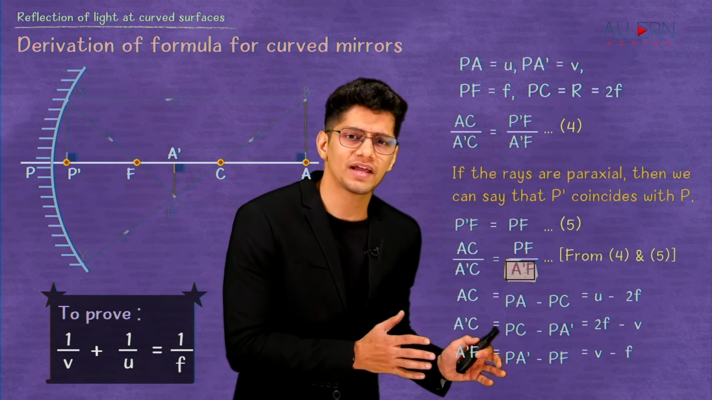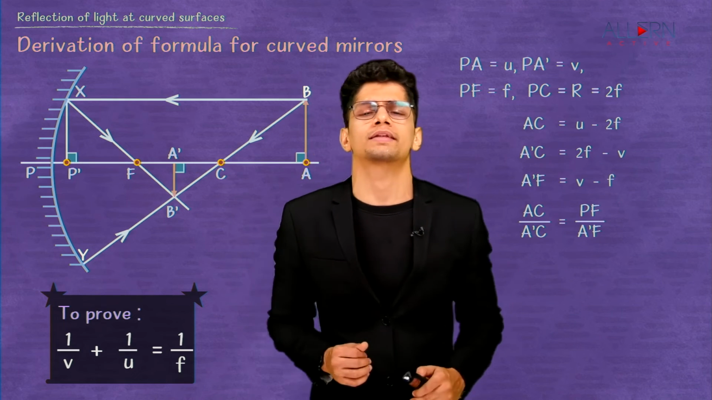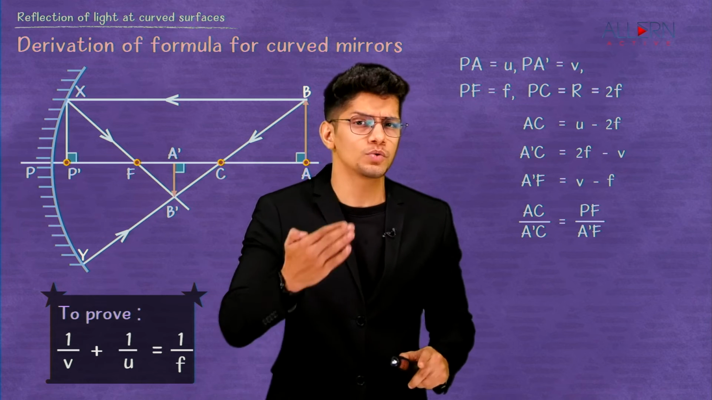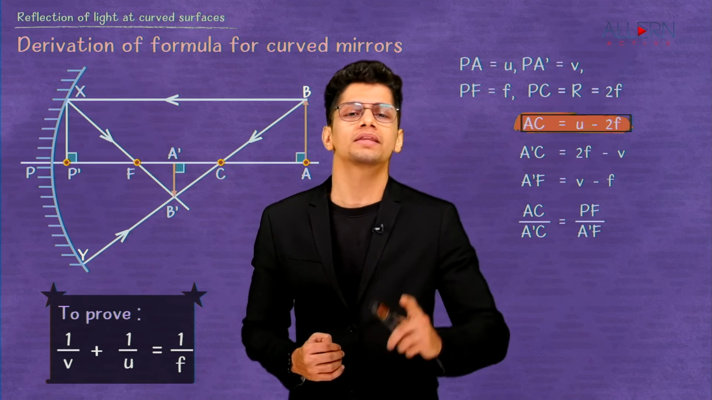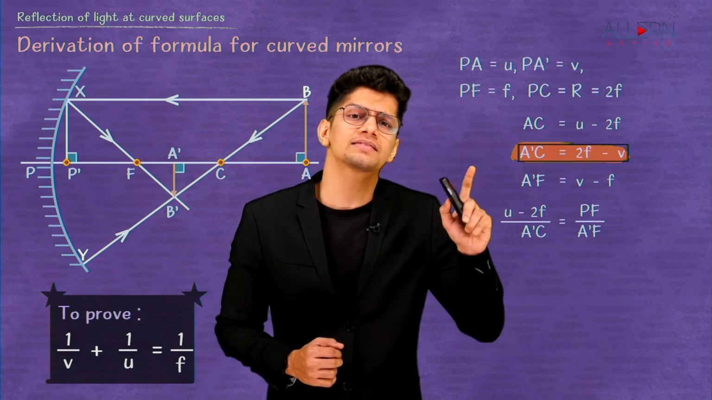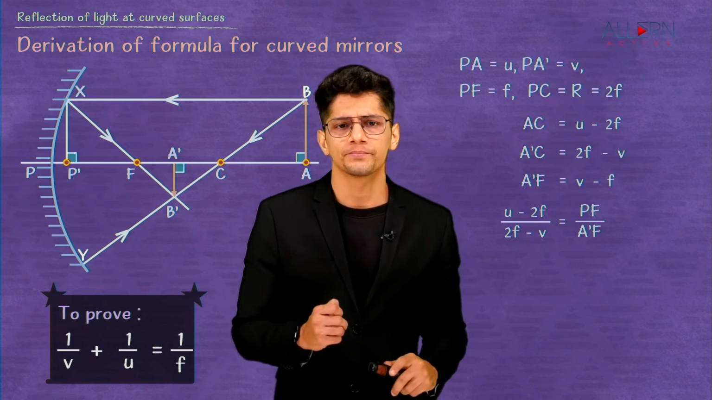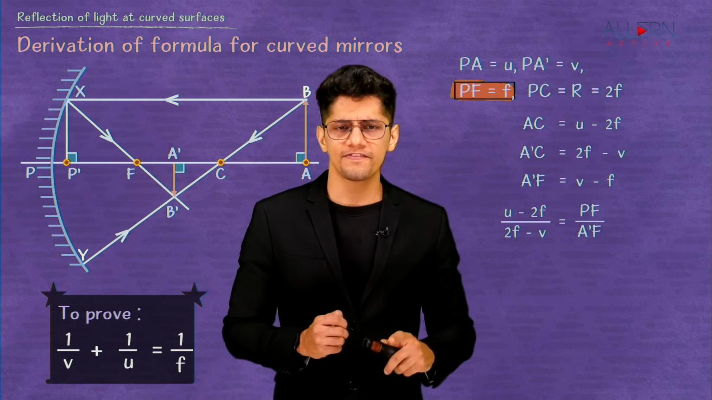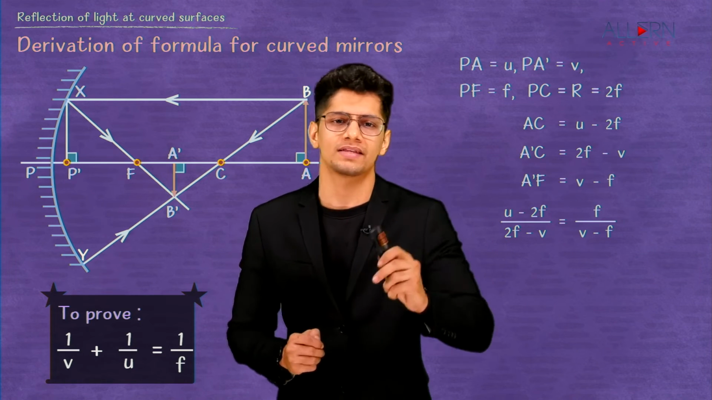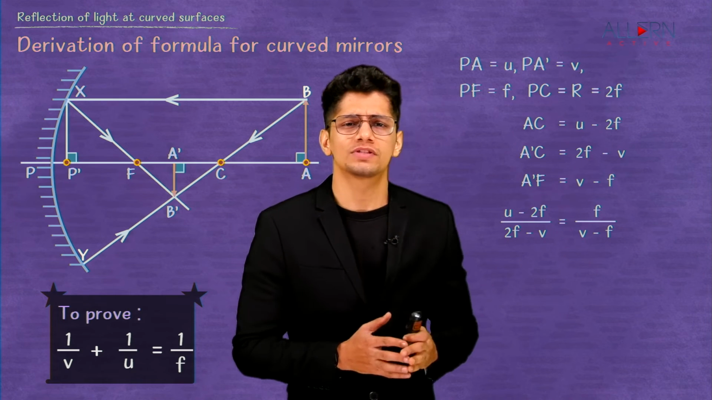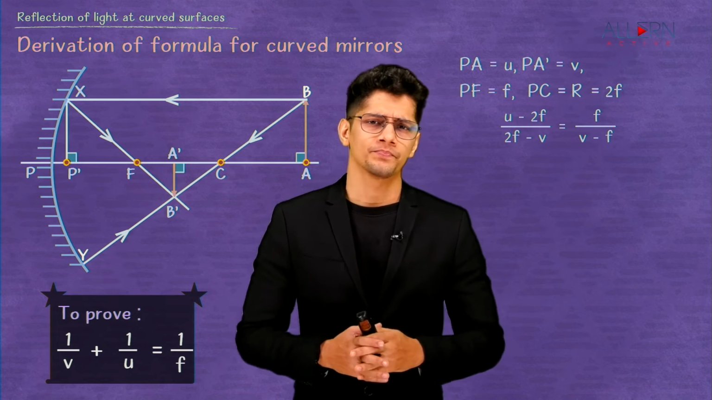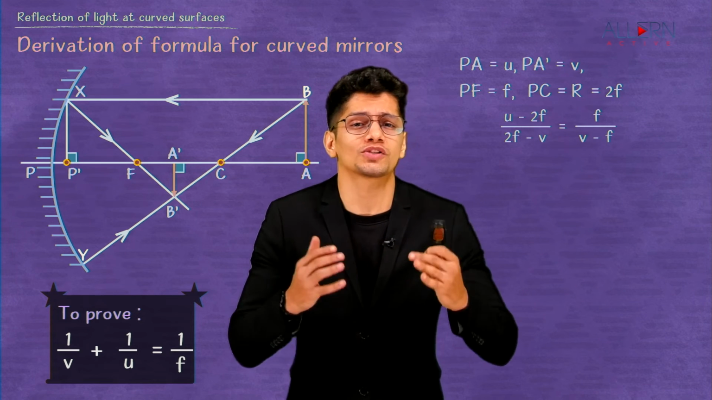So these are the values that we are supposed to use right now. Now, AC we have at the top, right? What is the value of AC? We are just substituting the values right now. So AC is U minus 2F, so we write U minus 2F. Then we have A dash C, which is nothing but 2F minus V. Then we have PF as small f. And we have A dash F over here, which is equal to V minus F. So now that we have substituted the values, let's keep this aside and focus on this equation. Now this is simple algebra. So here what we have to do is cross multiply.